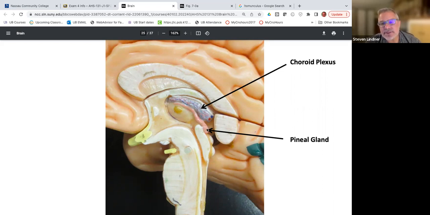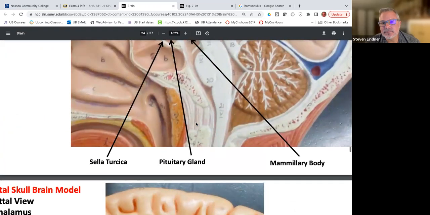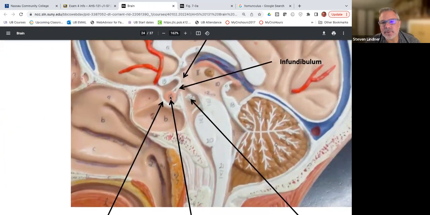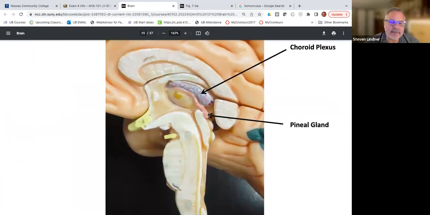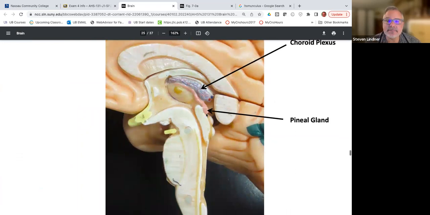On the posterior side, we have the pineal gland. Now, don't confuse pineal with pituitary. So here's the pituitary, here's the pineal, right? The pineal is pretty much adjacent to the cerebellum. Right here, this leaf-like structure is the cerebellum. That's the pineal gland that produces melatonin, and it's involved in helping you sleep at night.